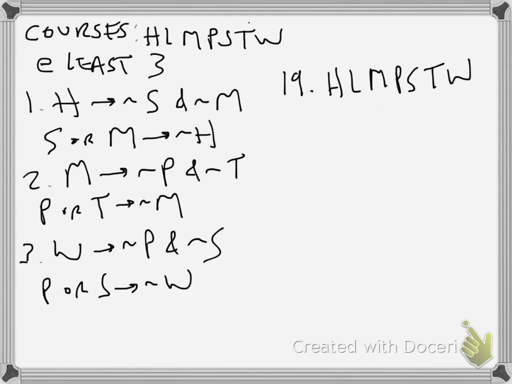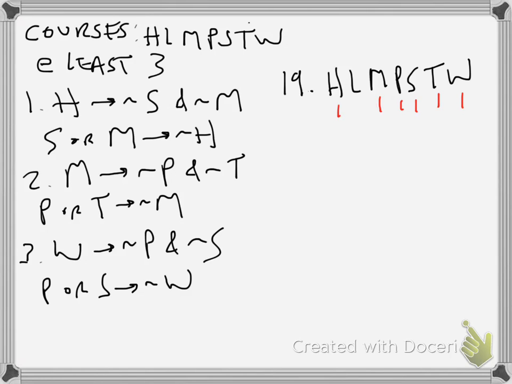If you take a look at your rules, you definitely have rules here about H. In your very first rule, H eliminates both S and M. You definitely have rules about both S and M because they both eliminate H. You definitely have rules about M because it eliminates P and T. You have rules about P and T because they eliminate M. You have rules about W because it eliminates P and S. And you have rules about P and S because they eliminate W.